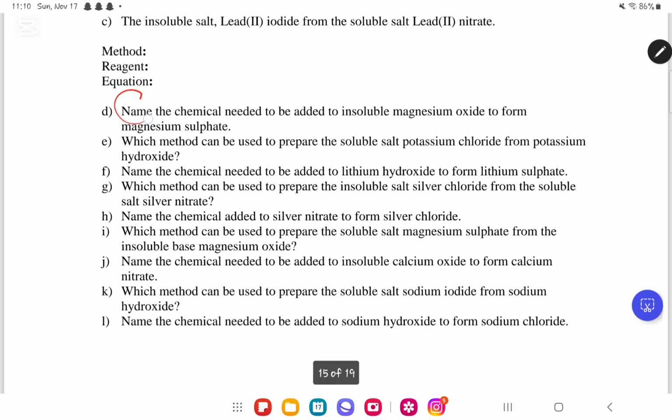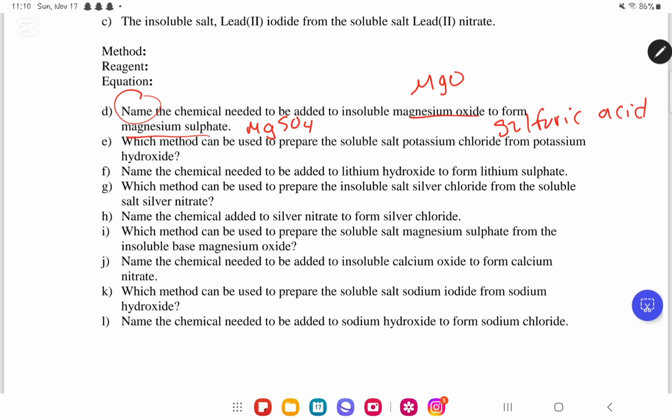Now we go down to D. They said name. Name means give the name, not the chemical formula. The chemical needed to be added to insoluble magnesium oxide, MgO, to form magnesium sulfate, MgSO4. We have a base, we need to add an acid to the base. So which acid contains SO4? It is H2SO4. Don't write the chemical formula. In words, it is sulfuric acid.